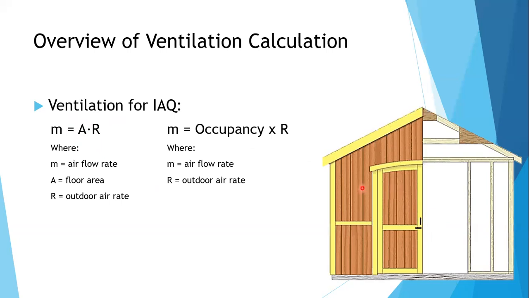The ventilation required for this wood shop can be determined by using this formula. M is equal to AR, where M is the airflow rate, the total amount of air that needs to be pumped in or needs to be passing through this wood shop. A is the floor area and R is the outdoor rate. So where are we going to get this outdoor rate?